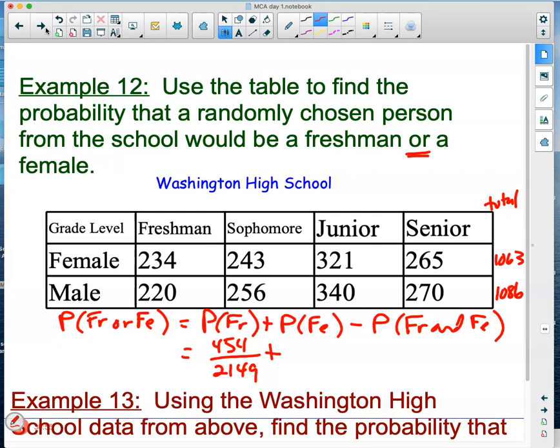Probability that they're female. Well, still the same total of 2,149. But the probability that they're a female is now adding everything in this row. And that's our 1,063. And now we have to subtract our double counted out of 2,149. And our double counted are the freshmen who are females, 234.